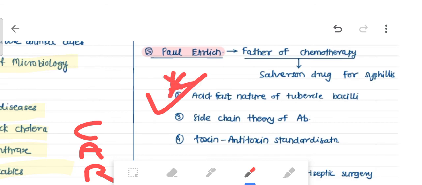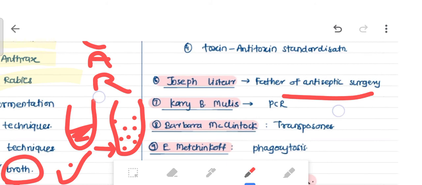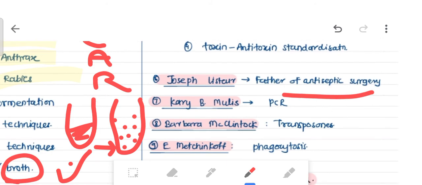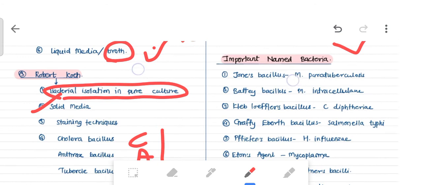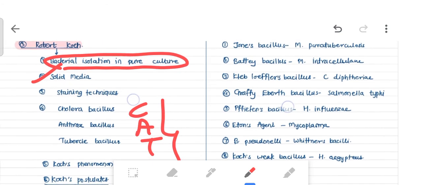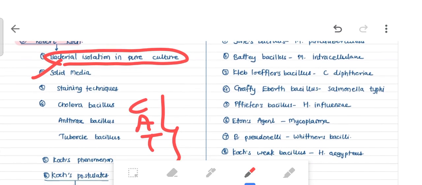Then the side chain theory of antibody and the standardization of the toxin and antitoxin. Then Joseph Lister is the father of antiseptic surgery. 5% carbolic acid, phenol, is a surface disinfectant. Then Kary Mullis is associated with PCR, and this is not important to remember. Okay friends, if you like you can take a screenshot, but this is not important for the exam.